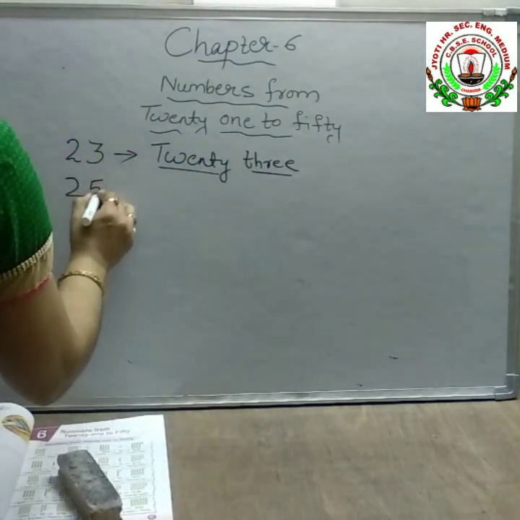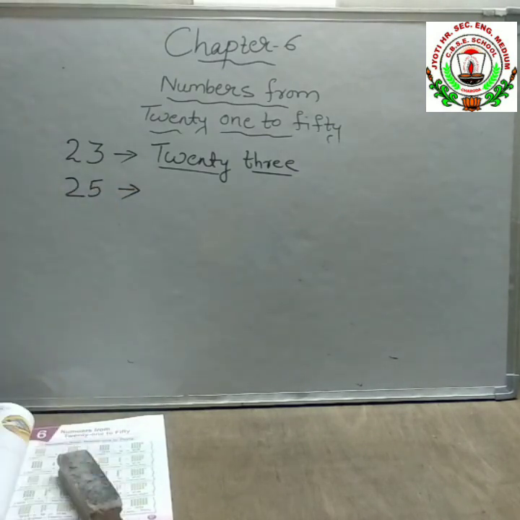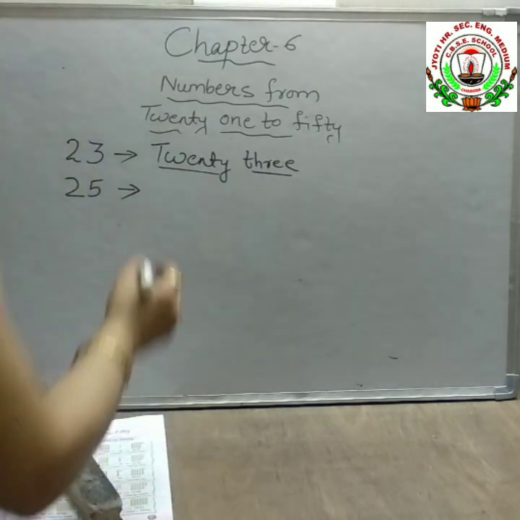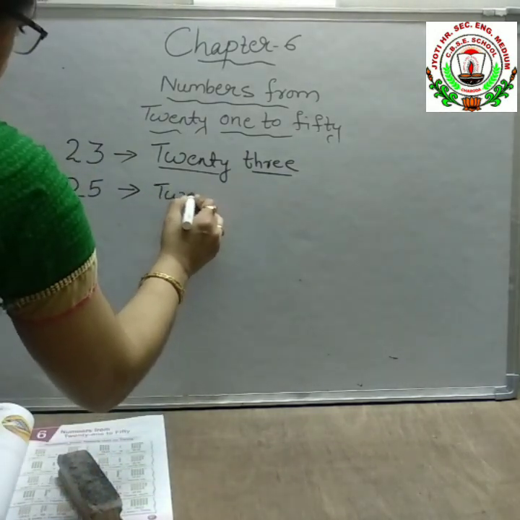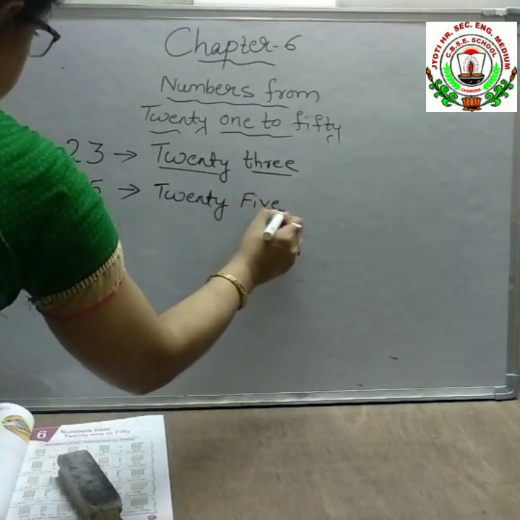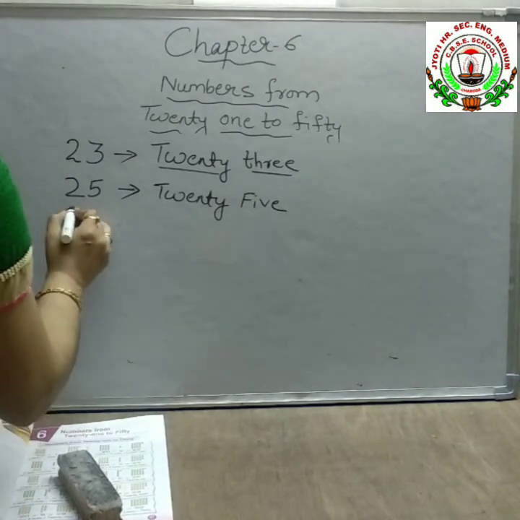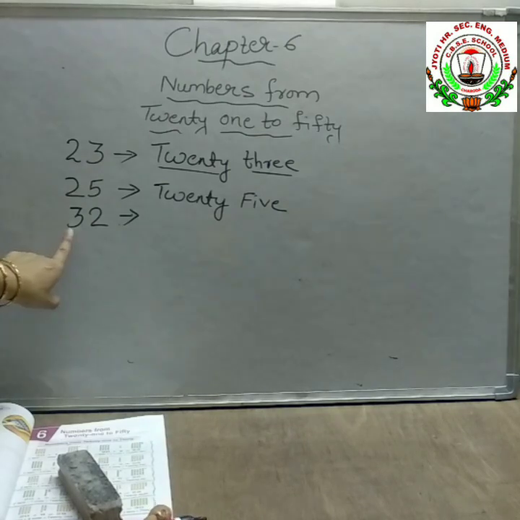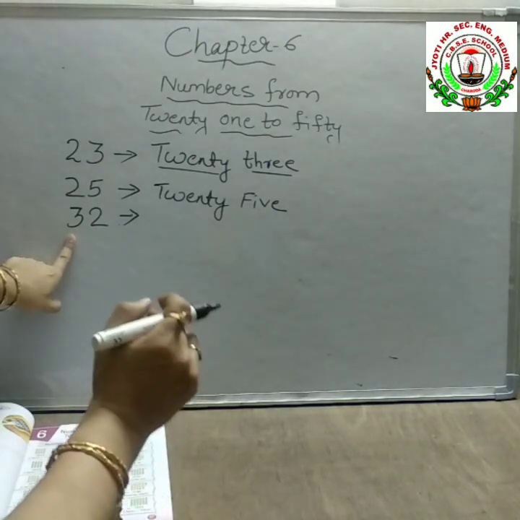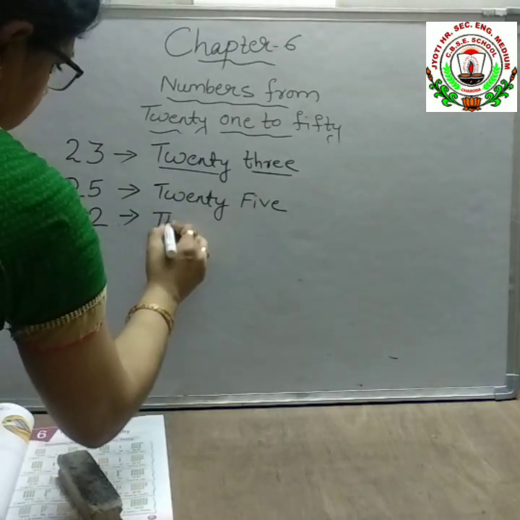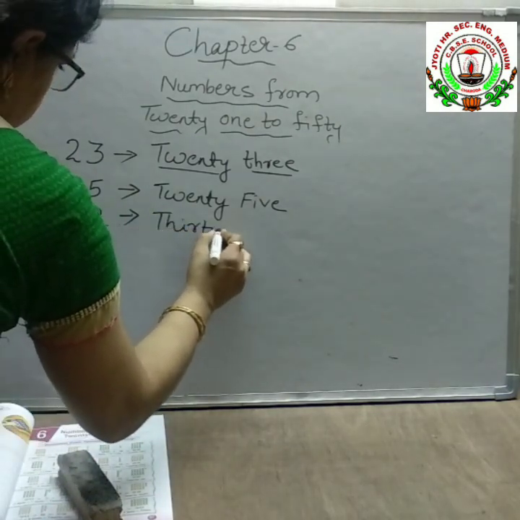Next I have taken, which number is this? Identify the number first. How do you read this number? 25. So which spelling will we write first? 20, then the spelling of 5. Next, if I take one more number, which number is this? First we will tell the number, 32. So what comes from our mouth first? 30, then 2.